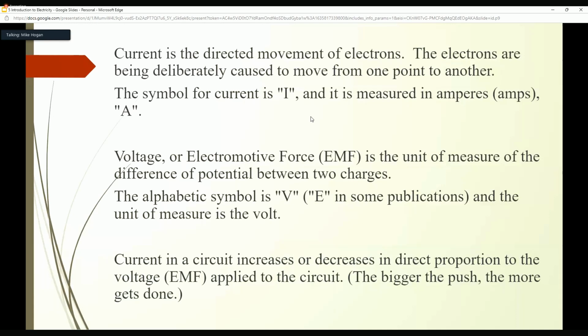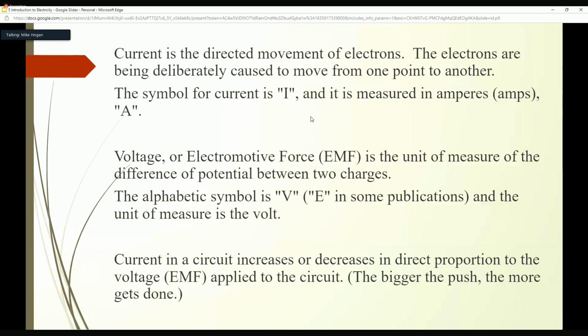So moving on from current, looking at voltage, or what we may call EMF, or electromotive force. Right? It's a potential difference. It is the difference of potential between two different points. If you think about a battery, I've got two terminals on that battery, and there is a difference of potential between those two points. One is negative, one is positive.